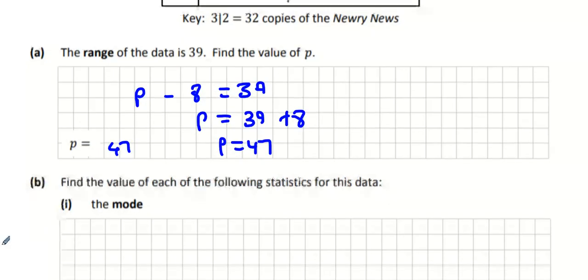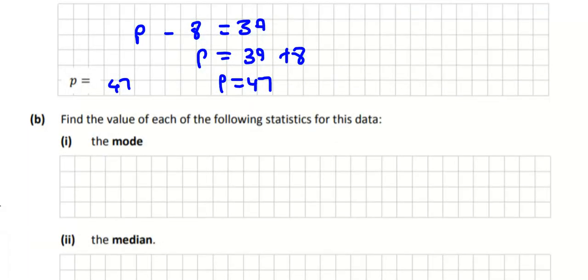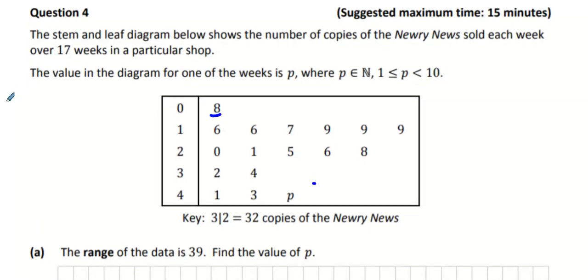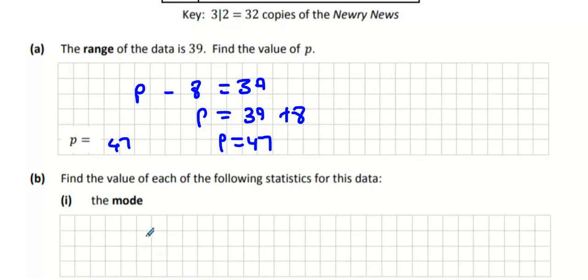Okay, next part, find the mode. Well, the mode is the most common result. So which one's the most common? I see 3 19s, so I'm thinking 19 will be the most common result.